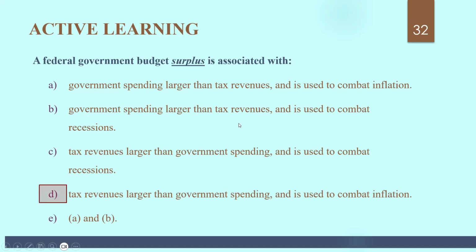So D. Tax revenue is larger than government spending and is used to combat inflation. Yeah. So yeah, for a surplus, taxes have to be greater than government spending.